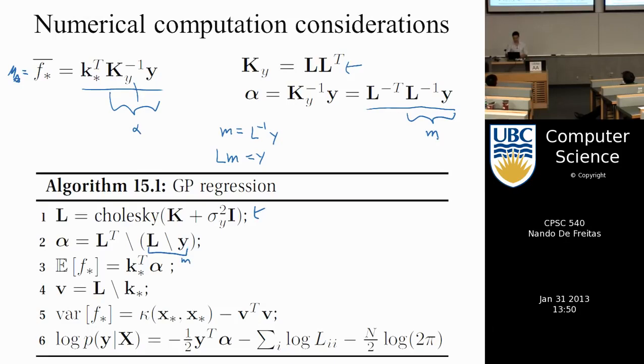Once you have m, you have another linear system, L transpose alpha equals m, and you solve that linear system of equations for alpha. That's how I'm computing this term alpha. Once I have alpha, I multiply it by k, and I get the expectation, which is just mu star. The same trick is used for the variance. And that, in that many lines of code, is the code for doing Gaussian processes.